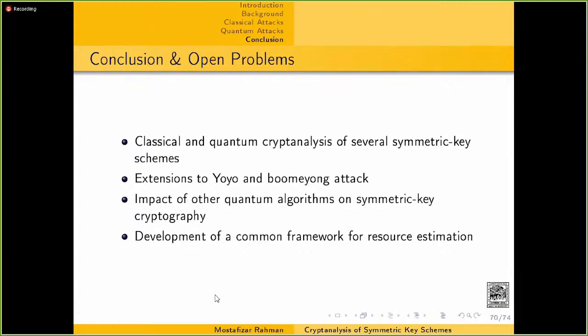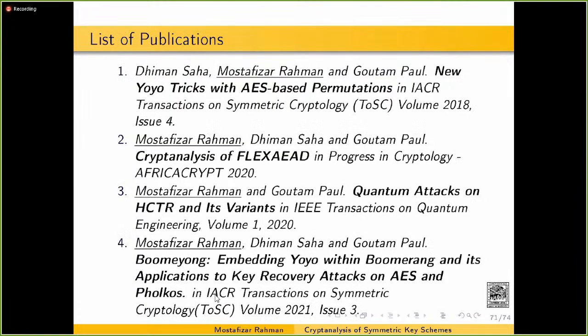That is still unknown. And for resource estimation, till now people are considering different ciphers and doing the resource estimation in different ways. So the development of a common framework for resource estimation, such that it generalizes to all block ciphers, or at least a class of block ciphers, and estimates the resources automatically, whether such development is possible or not, is also an open question. And this is my list of publications.